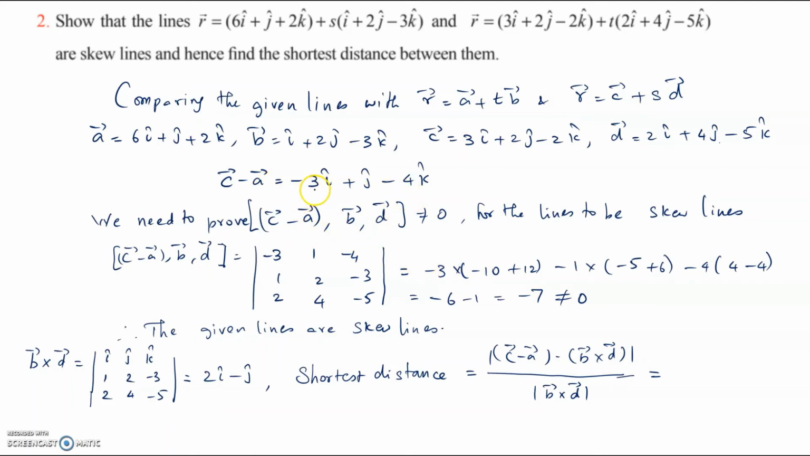So substituting the values of these in here and doing the dot product with B cross D, you can say that it's minus 3 into 2, which is mod of minus 6, and minus 1, divided by the magnitude of vector B cross D, which would be square root of 2 squared plus 1 squared, so that will be root 5. So your answer is 7 over root 5 units.